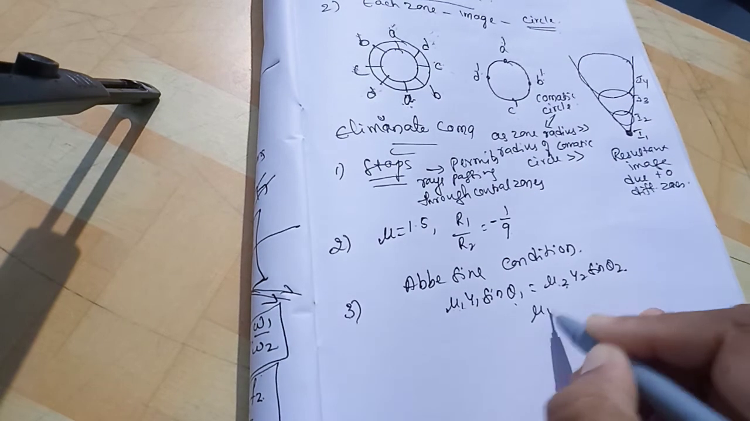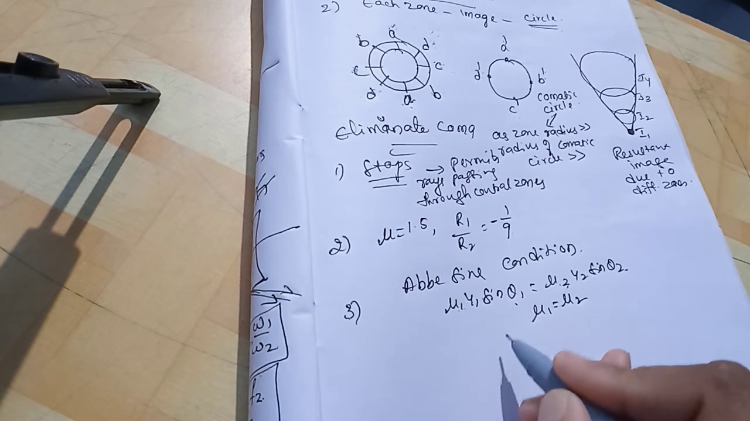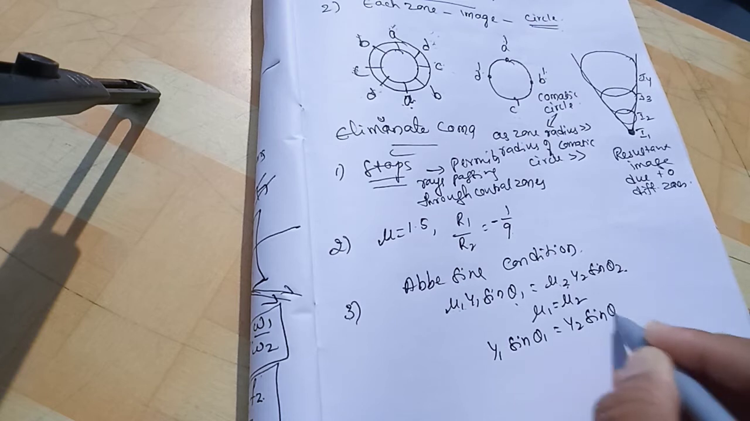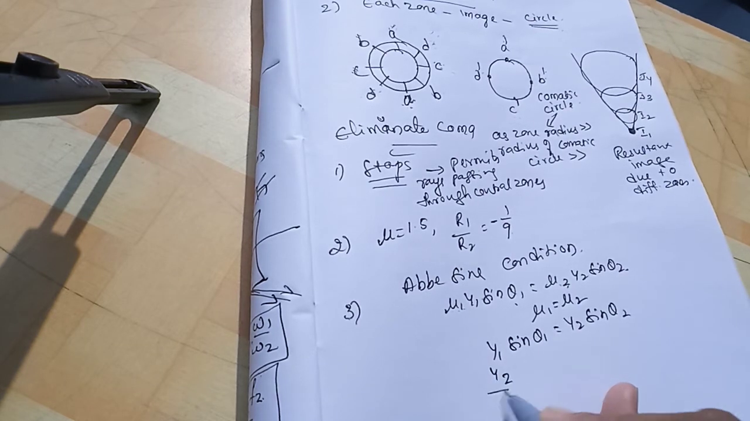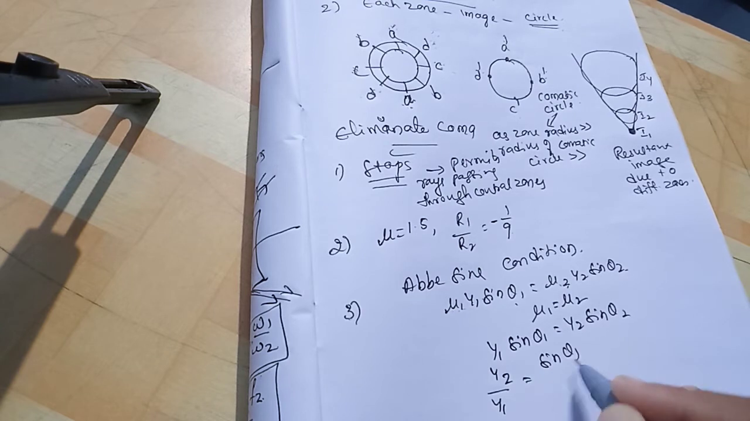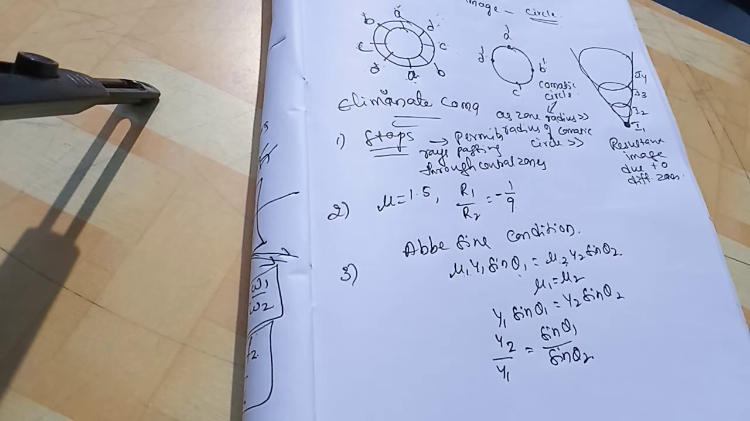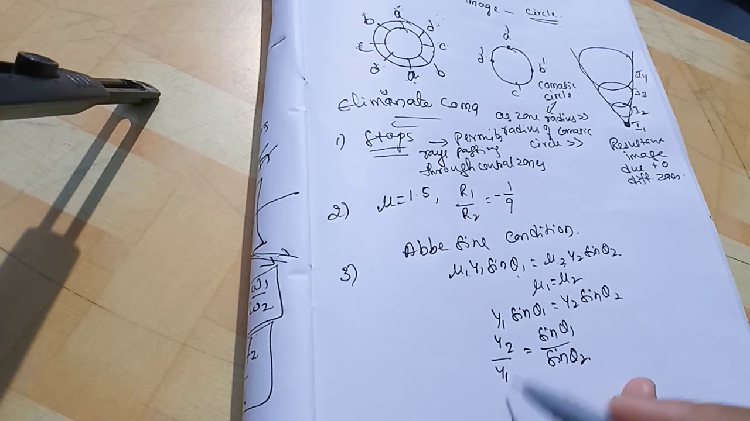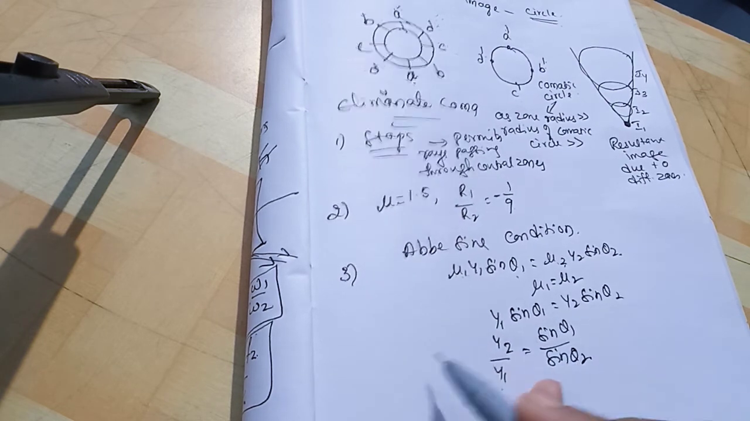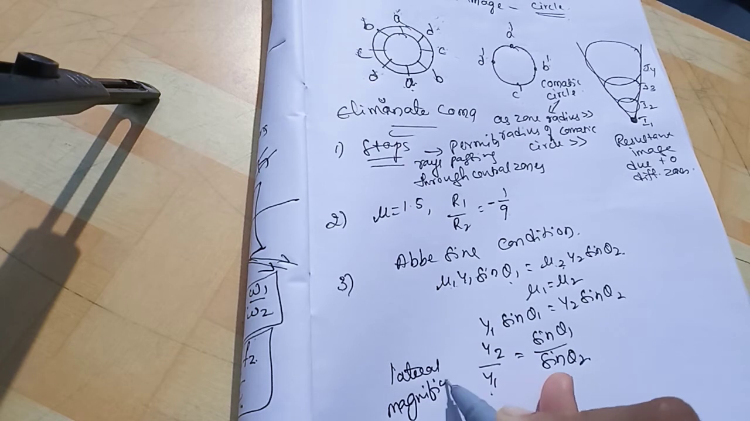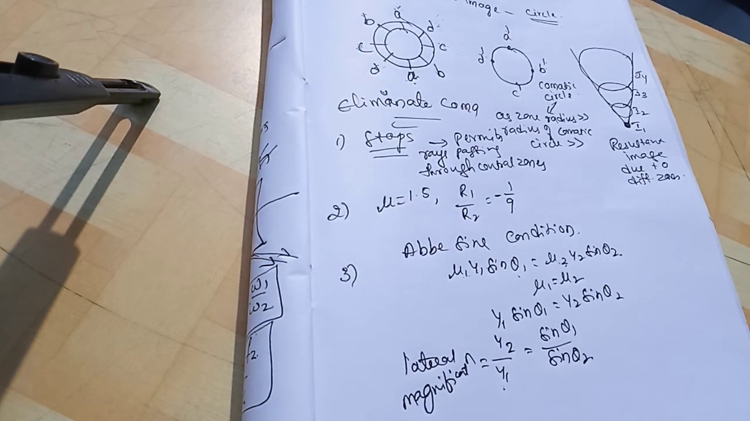If mu1 equal to mu2, then the condition becomes y1 sin theta 1 is equal to y2 sin theta 2, or y2 by y1 is equal to sin theta 1 by sin theta 2. If this condition is satisfied by the lens, then it will be free from coma. Here y2 by y1, image length by object length, gives lateral magnification.